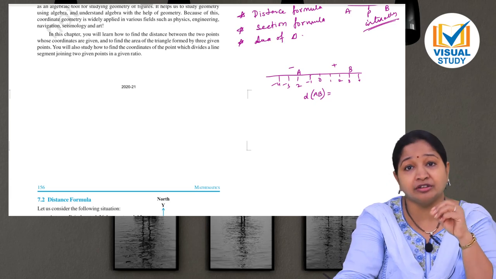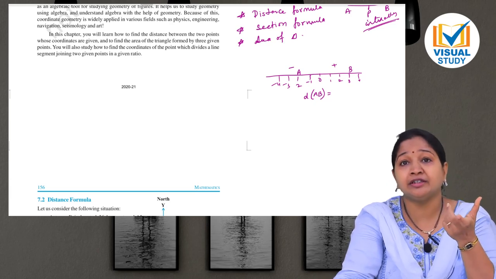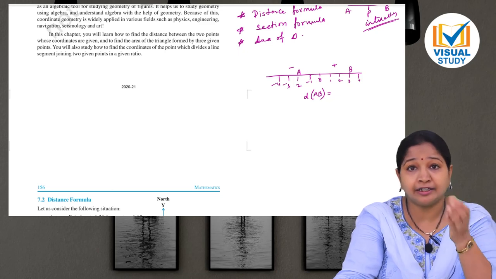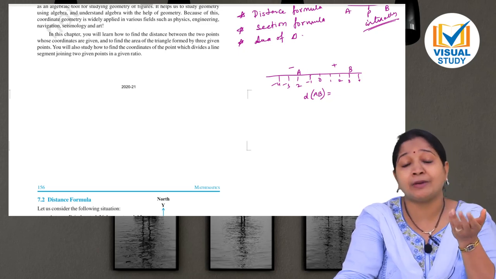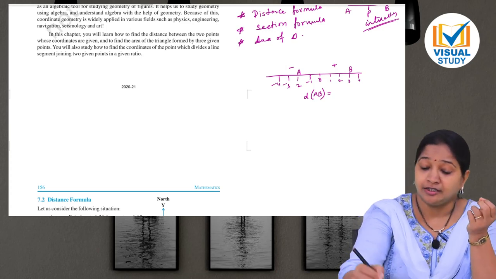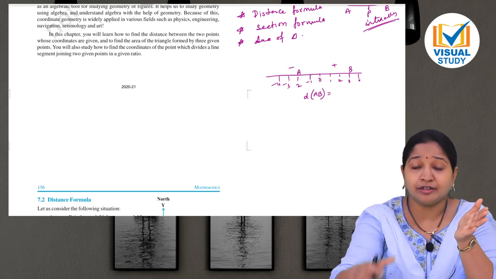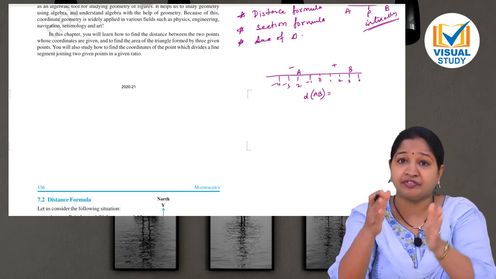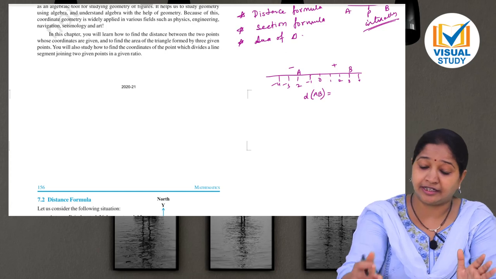In earlier standards, you have learned that to find the distance between any two points, you subtract the smaller number from the greater number. That means on a number line, always see that your left hand side is smaller than your right hand side.